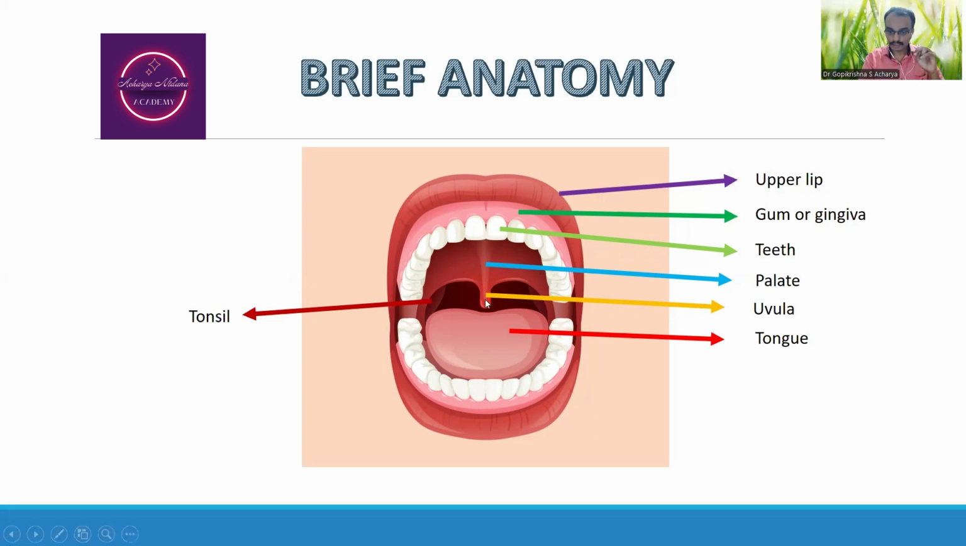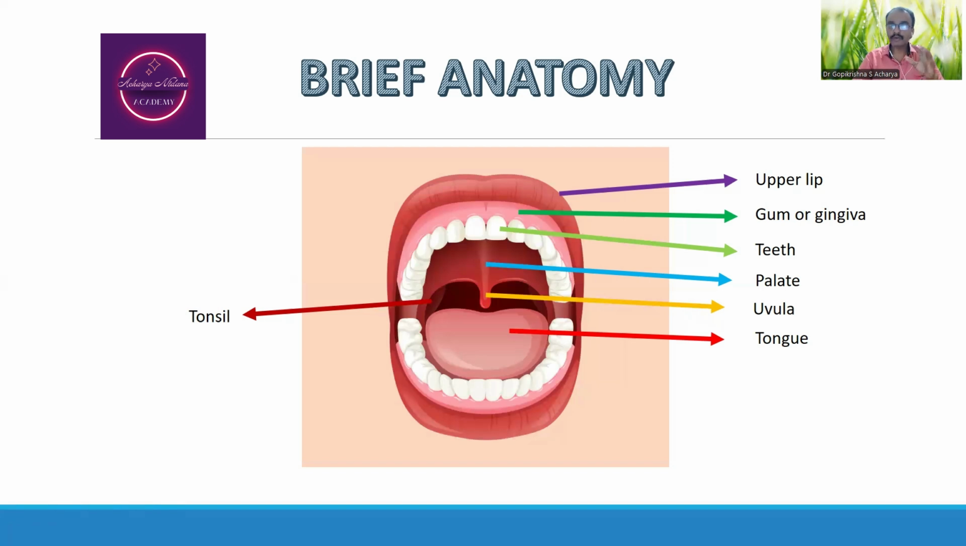And the soft palate, the mid portion of the soft palate at the back side, is considered to be the uvula. This is the tongue. And just behind, on either side of the uvula, we are going to have the swelling, that is the tonsil. And then come the teeth again, and then the lips. Of course, the upper lip is mainly related to the maxilla, and the lower lip is related to the mandible.